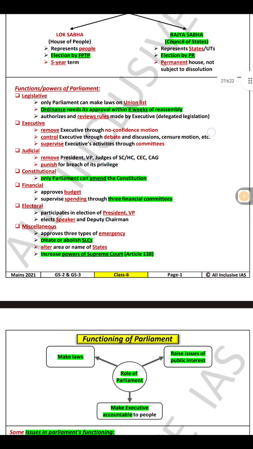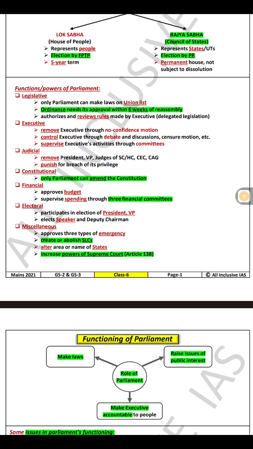Function and power of Parliament. Legislative: only Parliament can make laws on the union list. An ordinance needs its approval within 6 weeks of reassembly. It authorizes and reviews rules made by the executive, which is delegated legislation. Executive: Parliament can remove the executive through a no confidence motion.